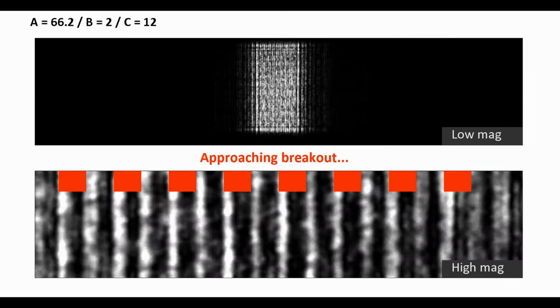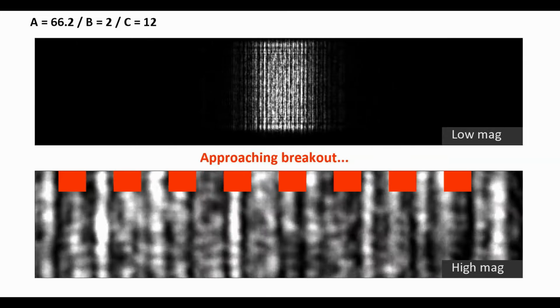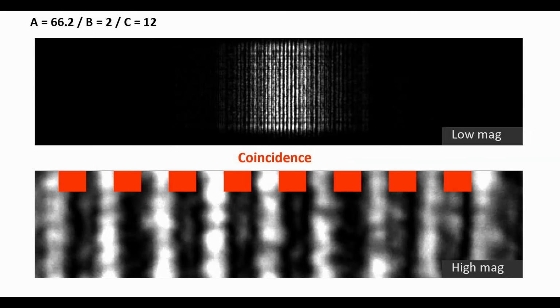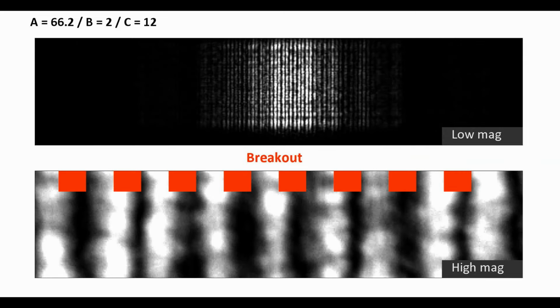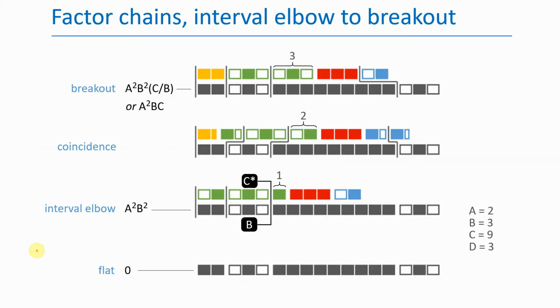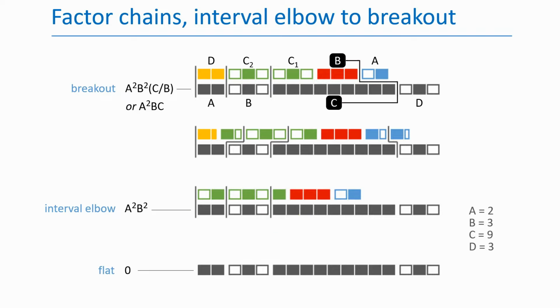Here's another example. First, we'll look at the trend in terms of factor chains. At first, live C shares a ceiling with static B. But with every new increment of a squared b squared, one new point of live C rises above static B. Each time this occurs, there's a coincidence. Eventually, at breakout, live B shares a ceiling with static C.